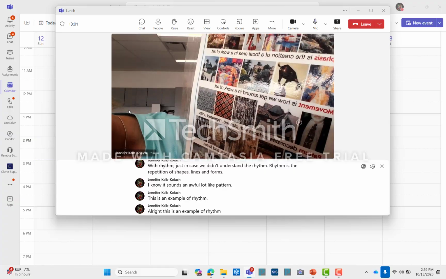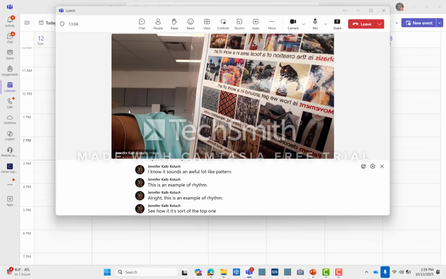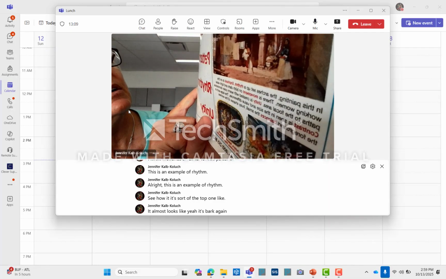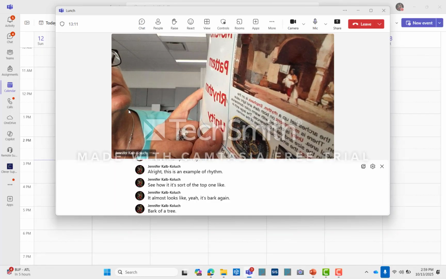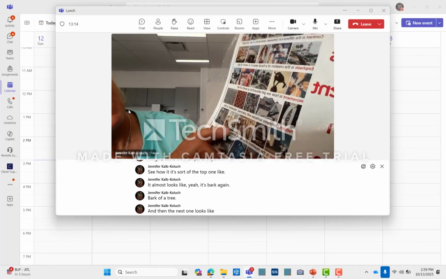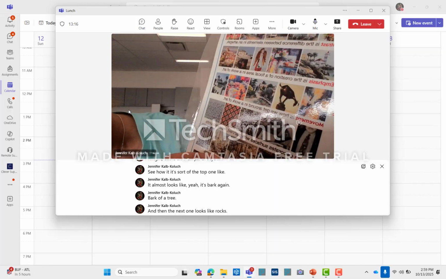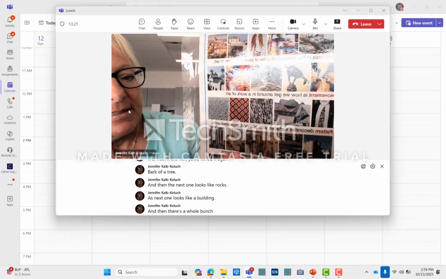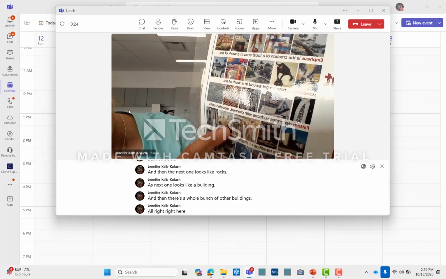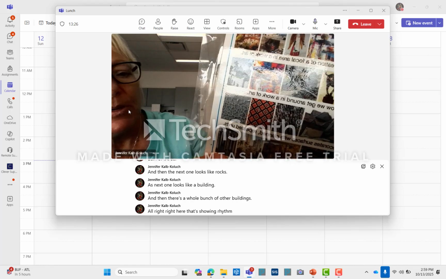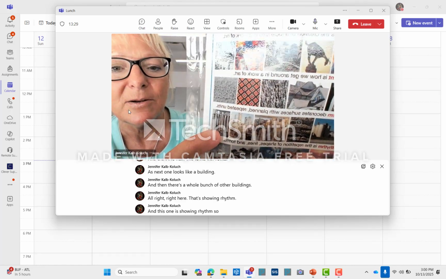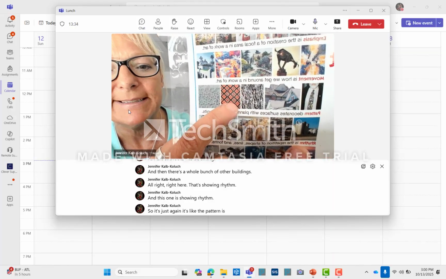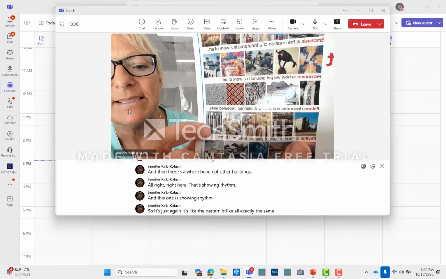See how the top one almost looks like bark again, bark of a tree. And then the next one looks like rocks. Next one looks like a building, and then there's a whole bunch of other buildings. All right, right here, that's showing rhythm, and this one is showing rhythm. So again, the pattern is all exactly the same, and the rhythm is not.